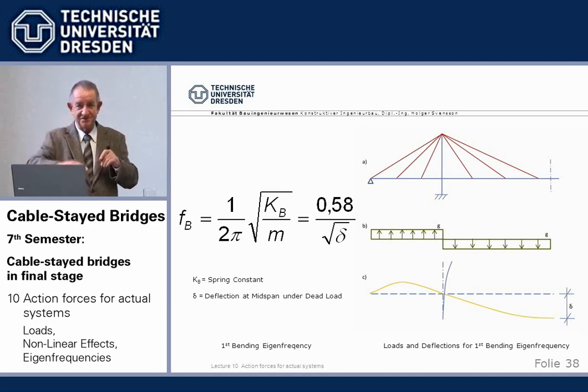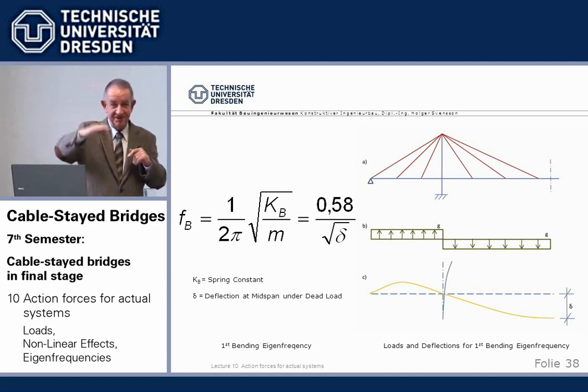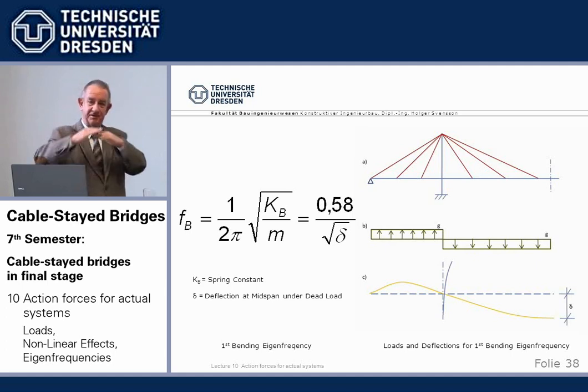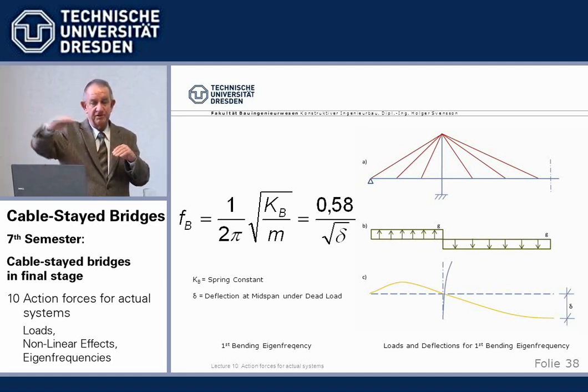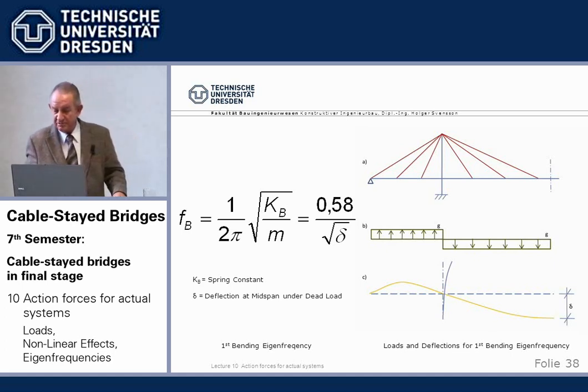I'm just not talking about F and T. If it's very stiff, it oscillates very quickly. You have a little deflection under permanent loads. If it's soft, weak, then you get a big deflection under permanent loads, and it takes time. Okay, and that's what this here is.